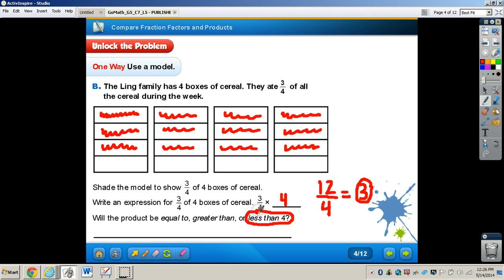So do not always think that multiplication means both factors are going to increase in size. Whenever you're multiplying a whole number by a fraction, the product will always be less than that whole number, because you're taking a fraction of that whole number, and that's what you're trying to find.